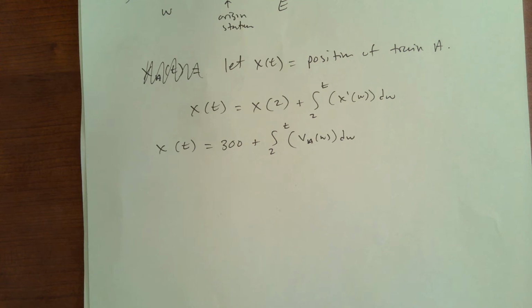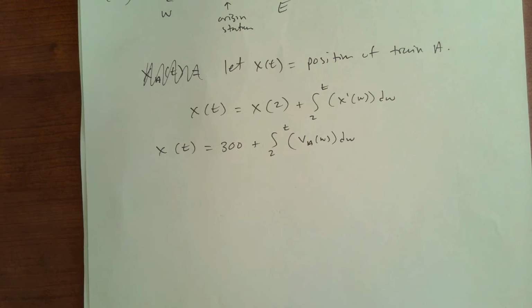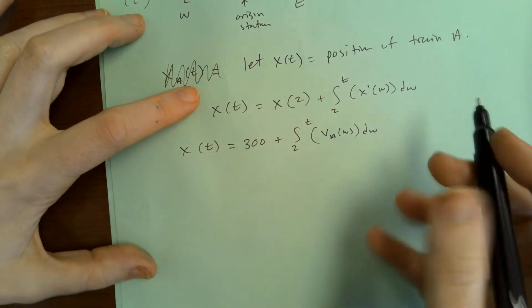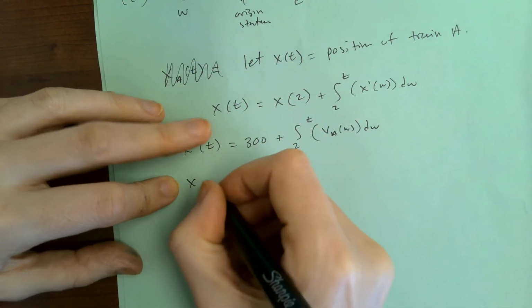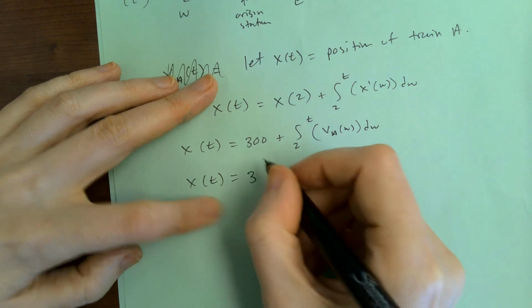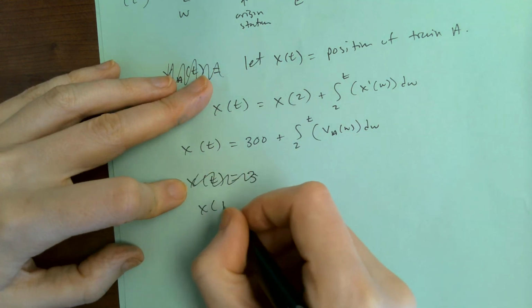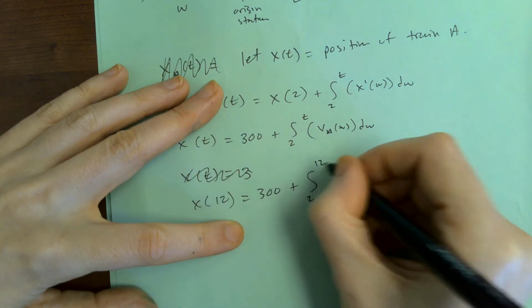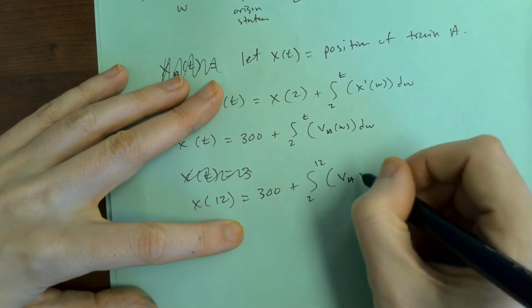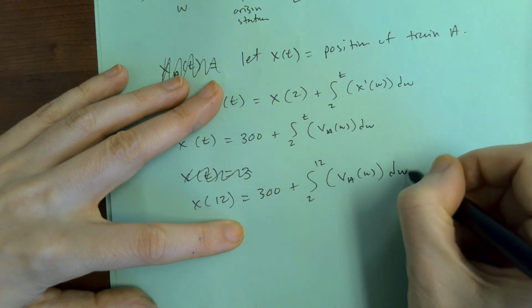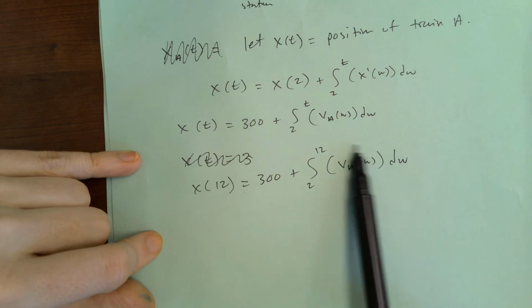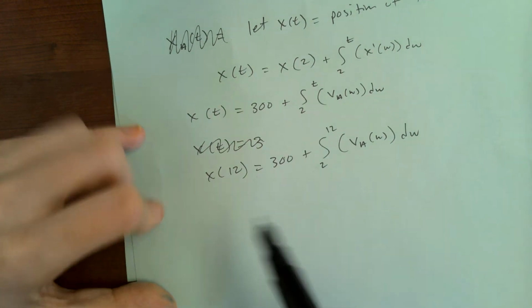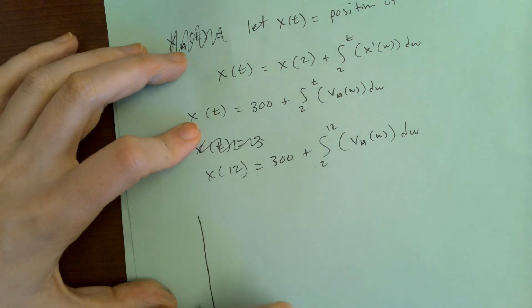Now they want me to use a trapezoidal sum with 3 subintervals indicated in the table. Oh, actually, I'm not done. So this is x of t equals, or x of 12 equals 300 plus the integral from 2 to 12 of v sub a of w dw. All right, so this is what I'm going to need to use the trapezoidal sum for right here.